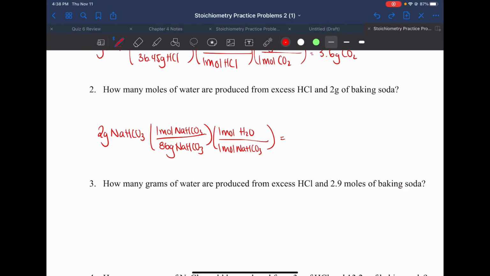We're in moles of water, so let's calculate. 2 divided by 86 gives us 0.23 moles. Sorry, 0.23 moles of H2O. That's it. All right, not too shabby.